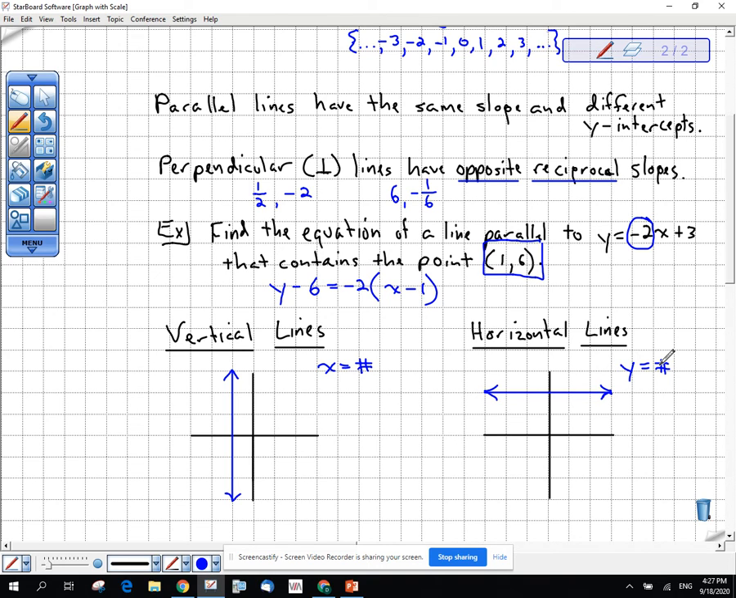Why is that? Well, it really goes back to standard form, right? This is in standard form. This is like saying 1x plus 0y. Let's do it this way.